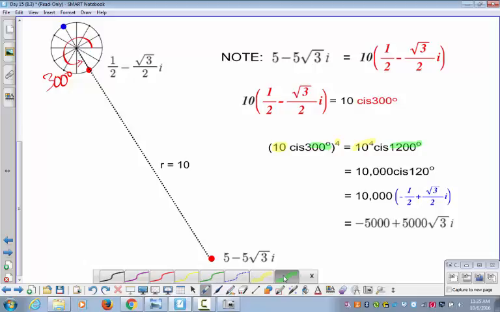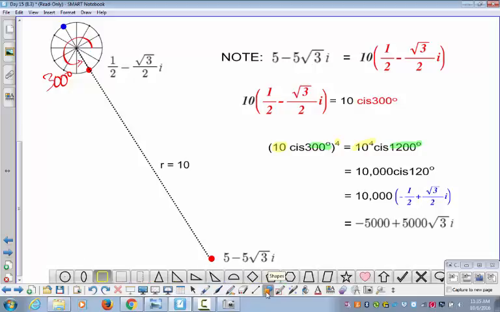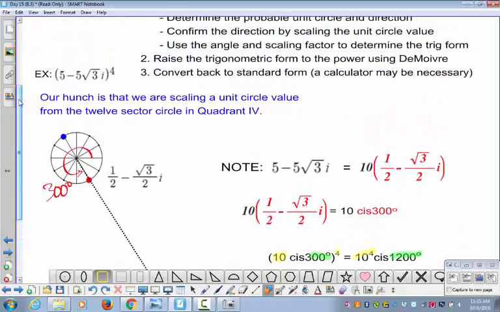Now, cosine of 120 is minus 1/2. Sine of 120 is root 3 over 2. And then we multiply by i. Distribute the 10,000, and we've now gone back to standard form. So that is the result of 5 minus 5 root 3i to the 4th.